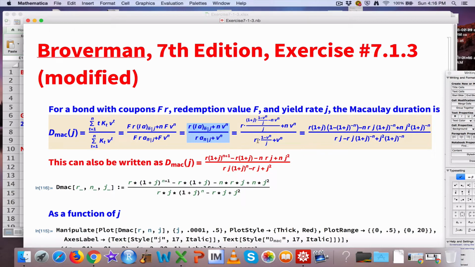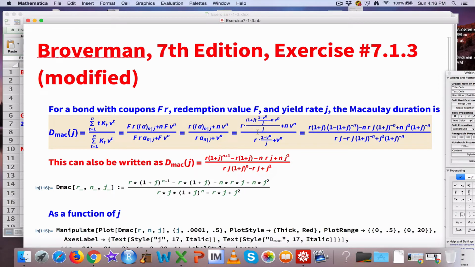Though it is a bit tricky, you can use the formula for a and j right here, and the formula for Ia and j, and do this substitution. This thing right here is really a double dot. Notice it's the same as a and j times 1 plus j. We've got the minus n times v to the n that's in the formula for Ia and j, all divided by j here. And then this compound fraction can be simplified.